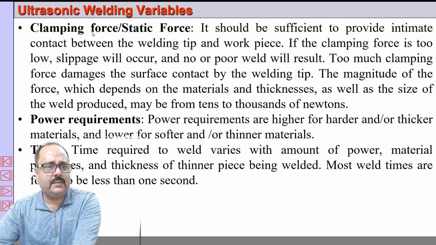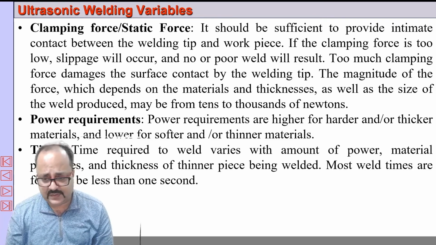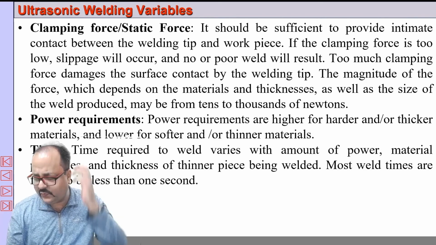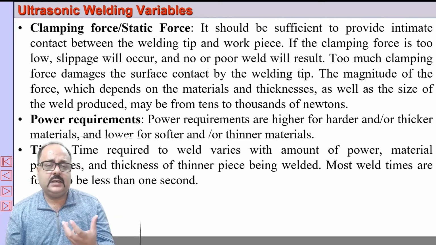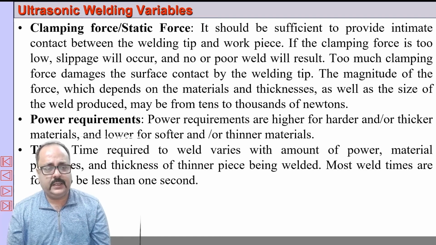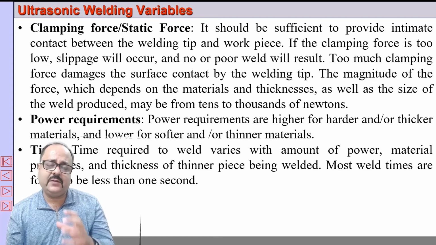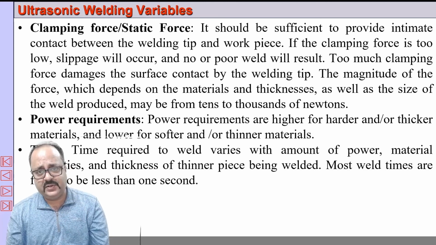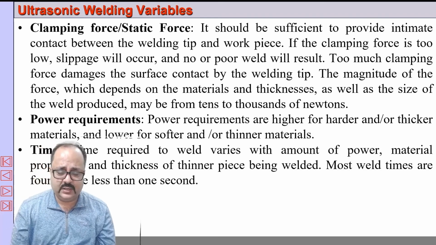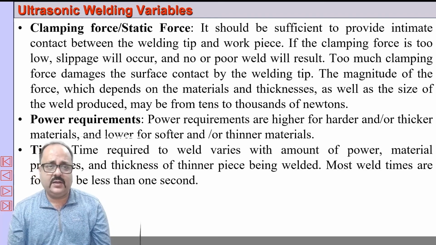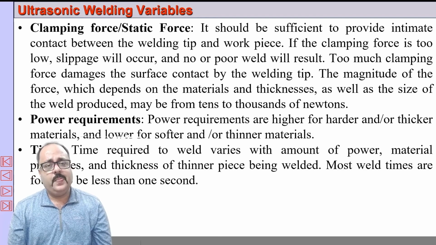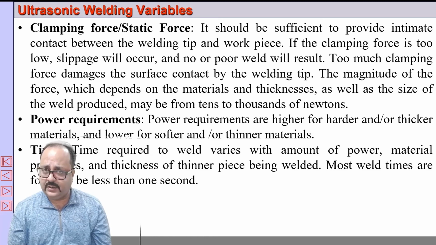So the important parameters are clamping force, how much force is applied. This is very important. How much force we should apply, and what should be the frequency. That is very important and will depend on the thickness of the material and the hardness of the material. Basically you want the material to flow, so the more ductile, the easier it is for ultrasonic welding. That is one very important parameter. That is why copper and aluminum are very easy to weld by ultrasonic welding, and very often for welding between copper and aluminum, ultrasonic welding is preferred.